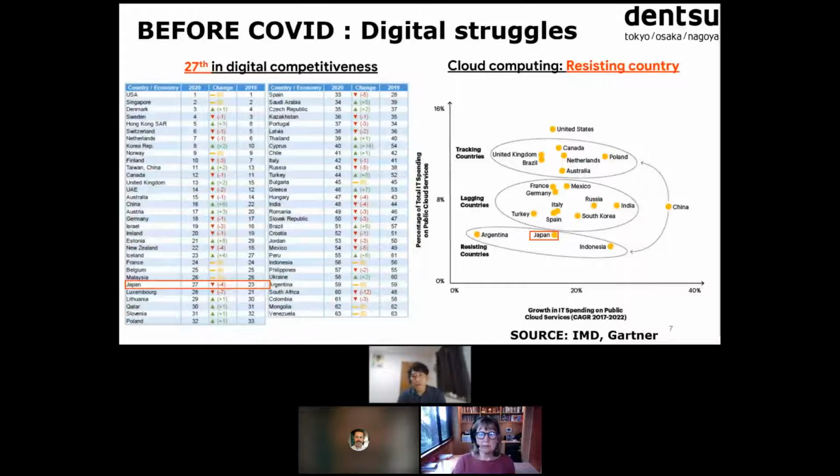Before COVID, Japan stood as the world's third largest economy, but Japan was really struggling with rapid changes driven by digital innovations. Please take a look at the left table. According to IMD, the MBA university, our digital competitiveness was ranked just 27th in the world. We were behind the UK, Germany, and France. Also, looking at the growth and population of the cloud computing spending on the right diagram, Gartner classified us into the resisting countries in cloud computing development.